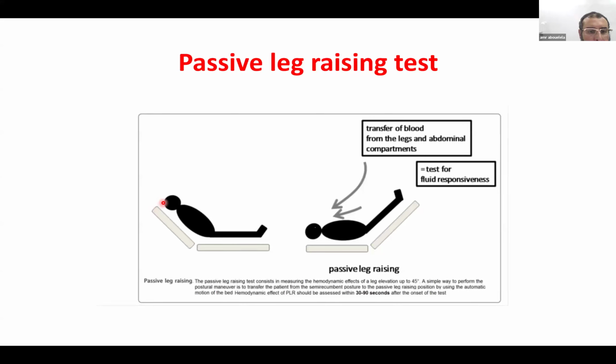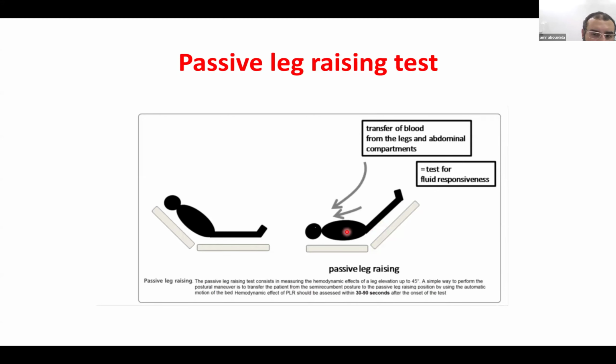Initially, in the passive leg raising test, the patient should be sitting like this at 45 degrees, head up and legs flat. And then we will do a passive leg raising by putting the head of the bed flat and increasing the foot up to 45 degrees. The main idea is that we are pushing or transferring the blood from the lower limb and the trunk towards the heart. And we are simulating a fluid challenge.